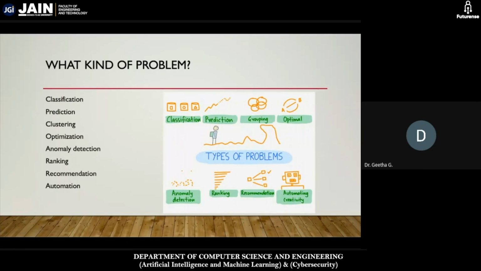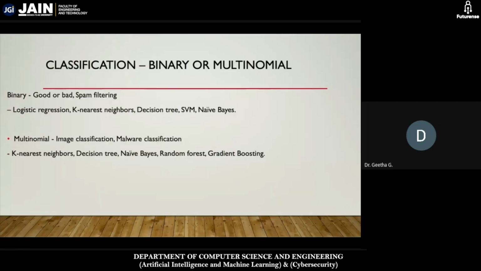Now, let us look into each one of them. The first one is classification. When I say classification, it could be a binary classification or it could be multi-classification. Multi-classification, we call it multinomial.